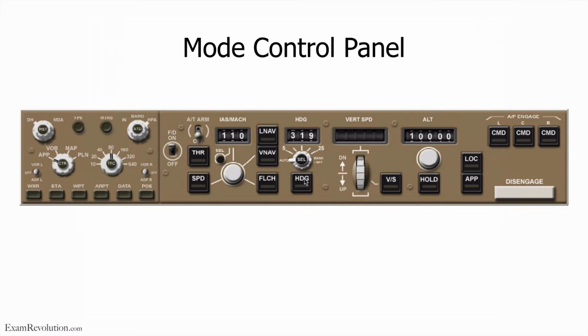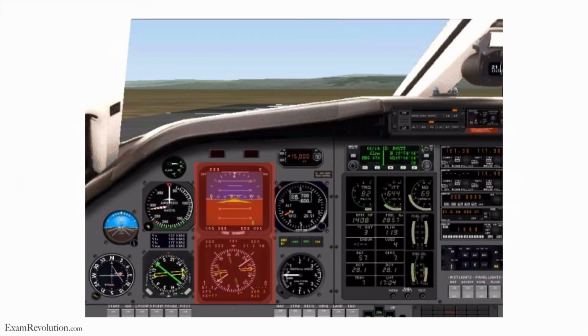If you have selected heading mode here and you've set heading 319 there, and the flight director is on, well, the flight director is going to bank its wings to the right to show you, hey, you must turn to the right to turn onto this heading of 319. That's what the flight director does, okay? And like I've shown you, the flight director is that little green guy there.